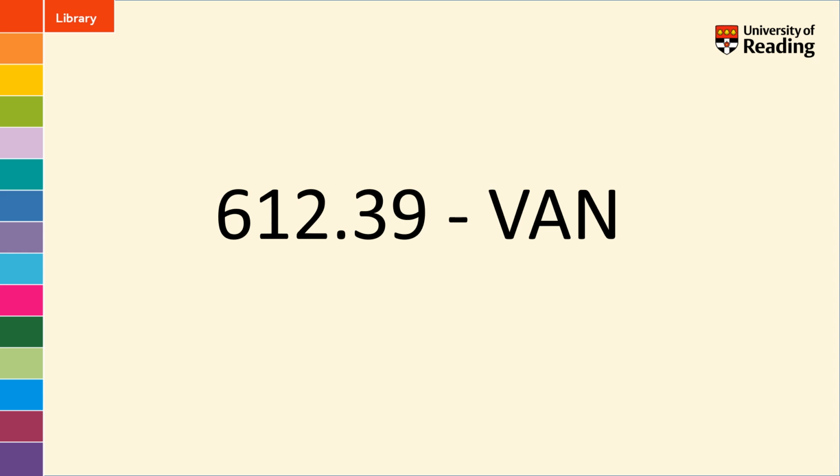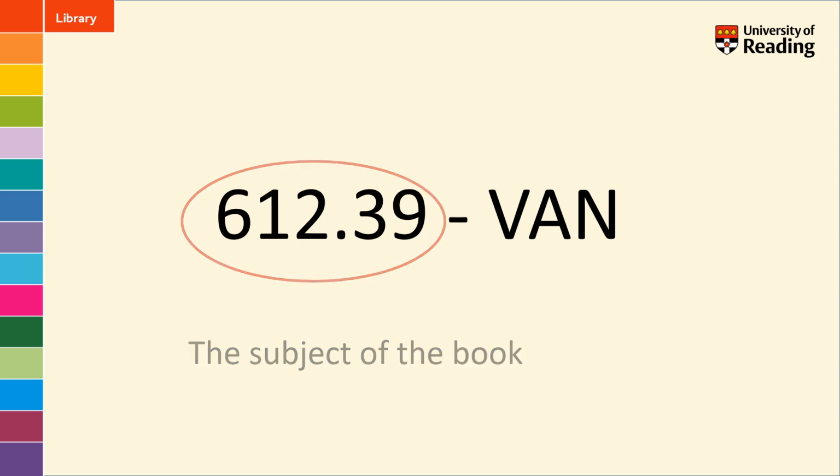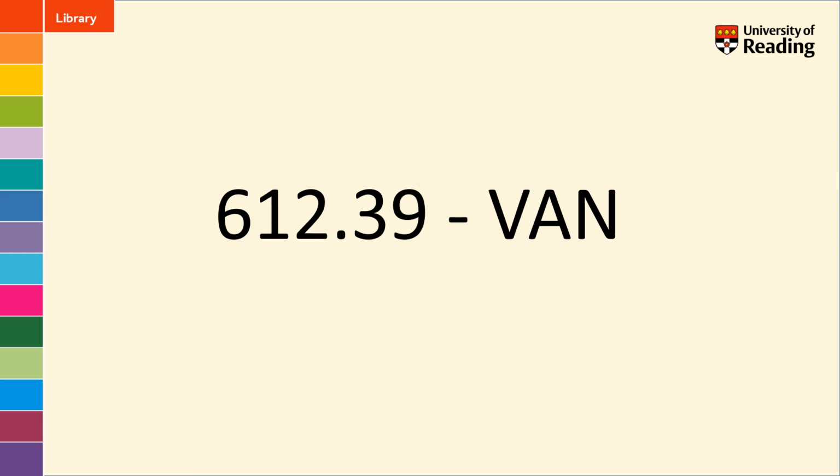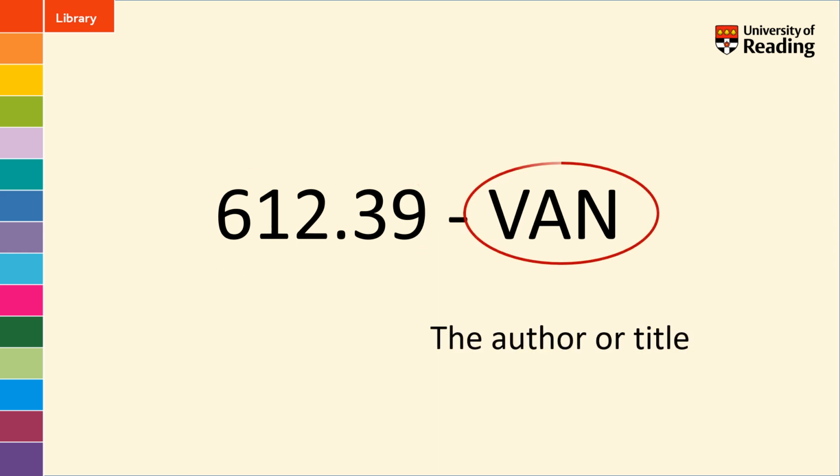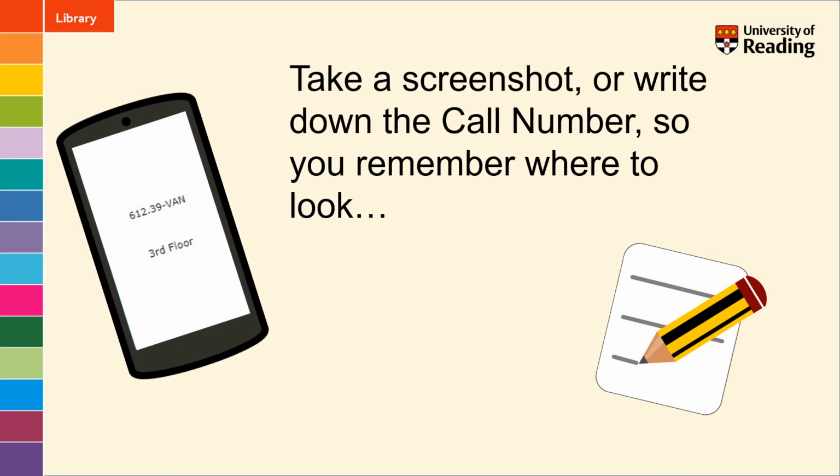A call number is made up of a set of numbers and 3 letters. The numbers refer to the subject of the book. The letters usually refer to the author or sometimes the title. You'll find books on a similar topic are kept together on the shelves. Make sure to take a screenshot or write down the call number so that you remember where to look.